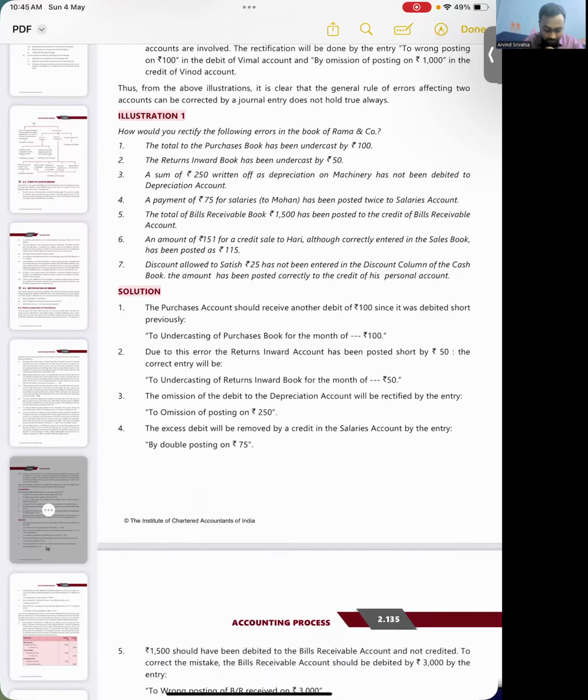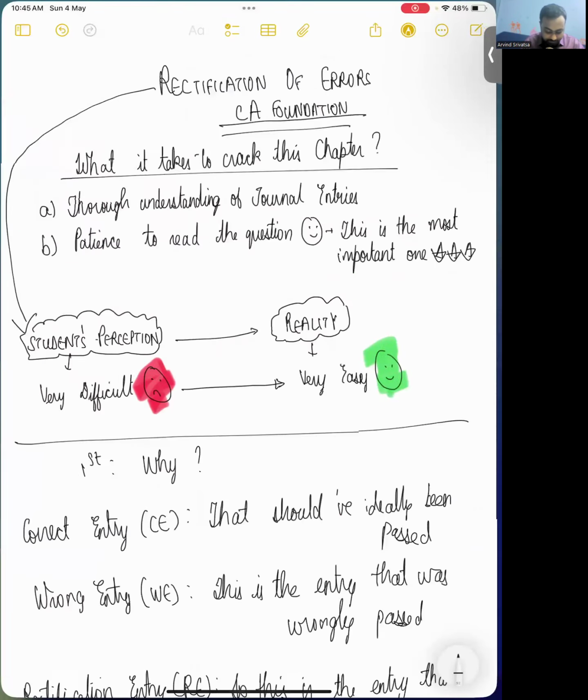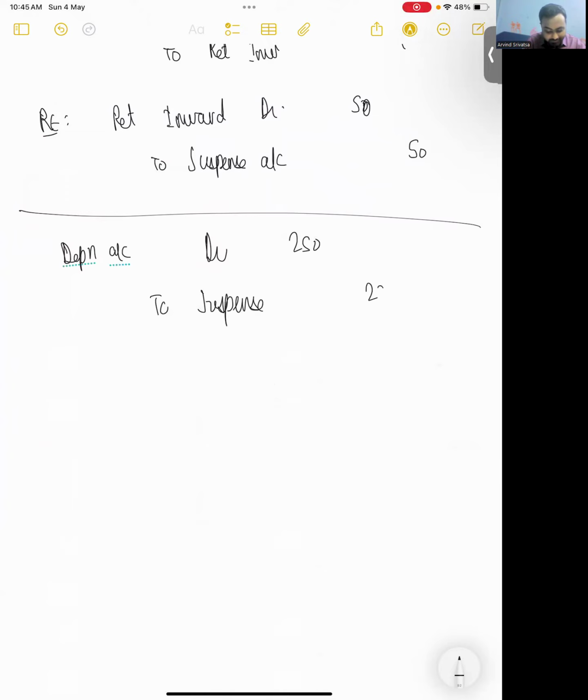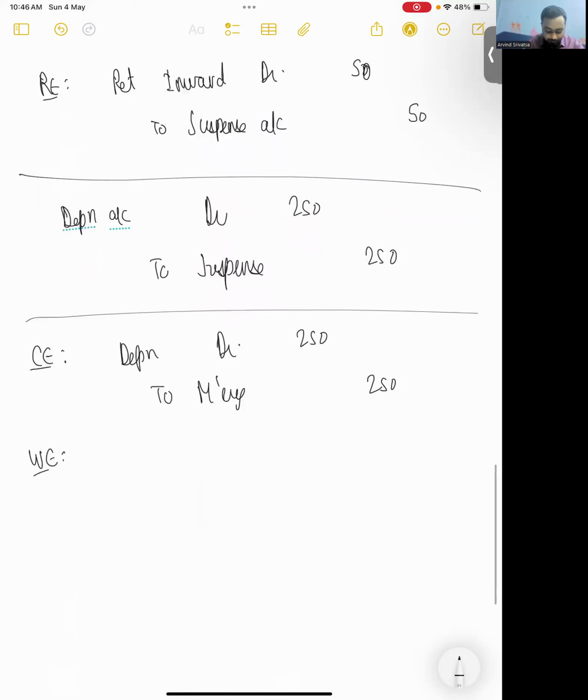Sorry, I think I'm not able to annotate here for some reason, but anyways, no worries. Depreciation account debit 250 to suspense account 250. So why depreciation debit? Again, if you want the correct entry, wrong entry, I'll anyways do it. So your correct entry is depreciation debit 250 to machinery 250. Your wrong entry, so basically they did not debit depreciation, they forgot to debit, they didn't debit anything at all. So it's to machinery 250.